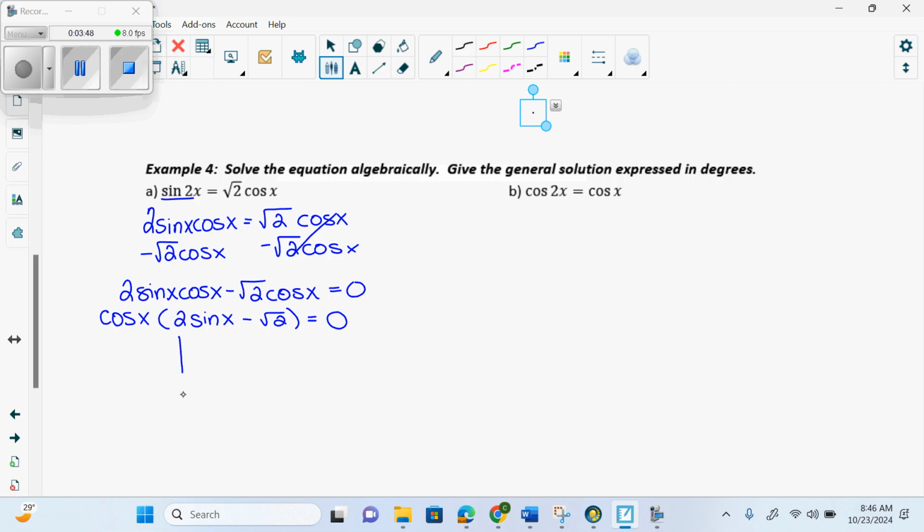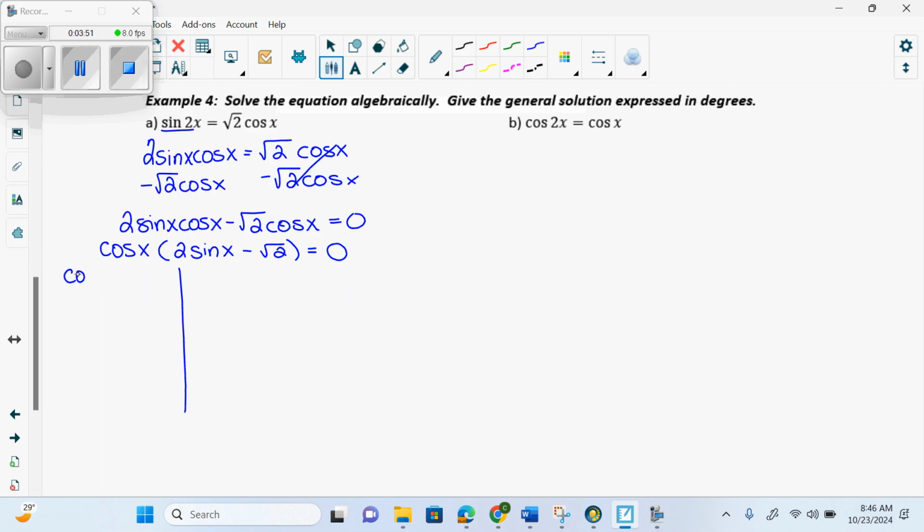Okay, at this point we split it, right? We get cos x equals 0. And we get 2 sine x minus root 2 equals 0. Cos x equals 0 is done, correct? 2 sine x, what do I have to do here? Oh, you moved that root 2 over? And divide by 2. What do we do next now?